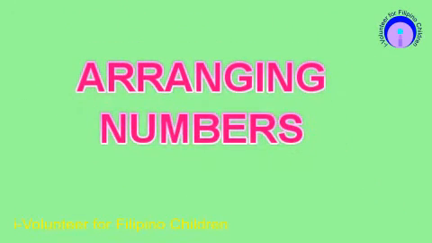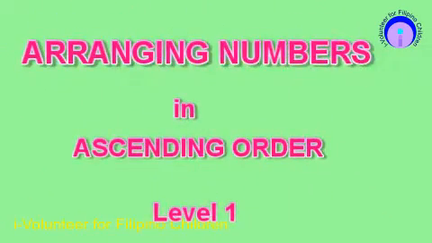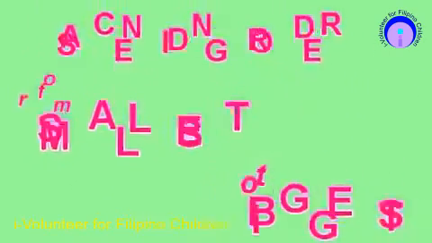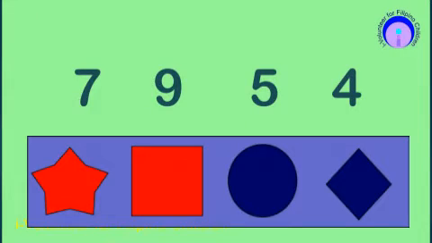Good day. In this video, you are asked to arrange a set of 4 numbers to ascending order. Ascending means they are placed from smallest number to the biggest number. For example, you are asked to arrange 7, 9, 5, 4 in ascending order.